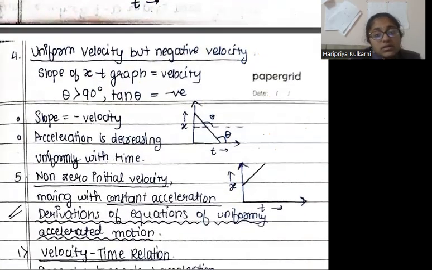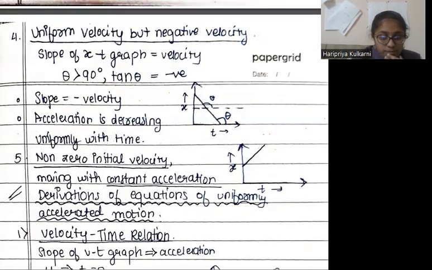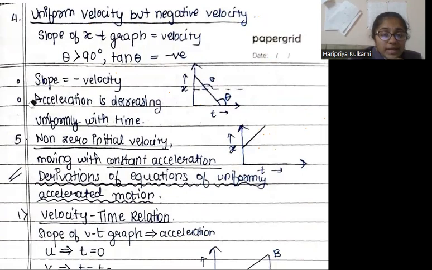Uniform velocity, but it is having negative velocity, right? So, the slope of the x-t graph, that is the position-time graph, will give us velocity. Position, displacement, distance are all referred to as x only in the case of graphs, right? So, when theta is greater than 90, then tan theta is negative.